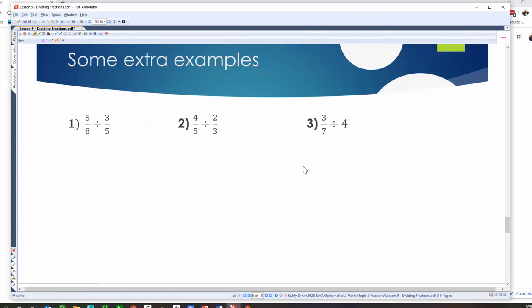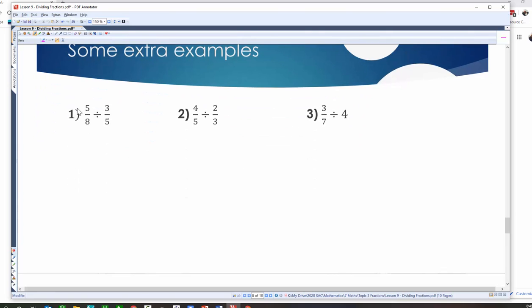So here's some examples. So 5 over 8 divided by 3 over 5. What I know is that it will be true if I rewrite this as the first fraction multiplied by the reciprocal of the second fraction. We're going to yield the same result. And again, please go through those steps on the previous slide if you want to work out how it works.